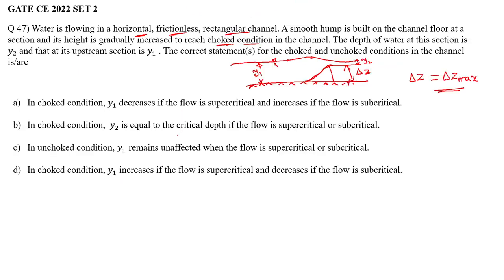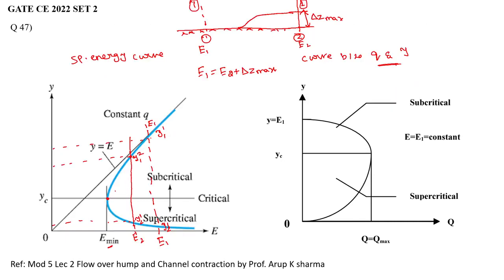Let me read the options first. There's one term here, choked. This is the case. As you increase the height of this hump, this particular line moves towards the critical energy position. After a certain rise in the hump, when we reach Z max, the energy available for this particular flow is E minimum.